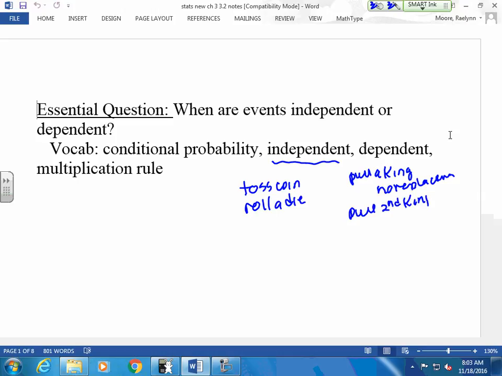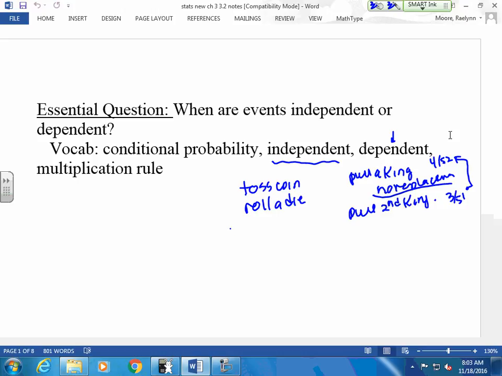This is a totally dependent case because if I don't replace this and I'm holding this king, now there's not 4 kings in my deck. How many are there? 3. And now there's not 52 cards in my deck. There are 51 cards in my deck. So where my probability of 4 out of 52 would be here, it's 3 out of 51. This probability will change because something made it change. If it's dependent on something else, it will change.